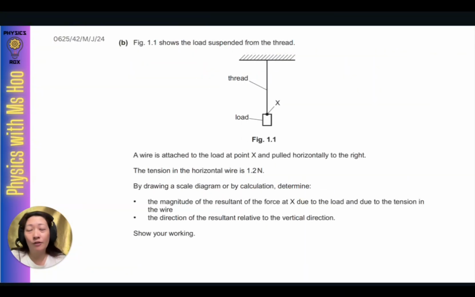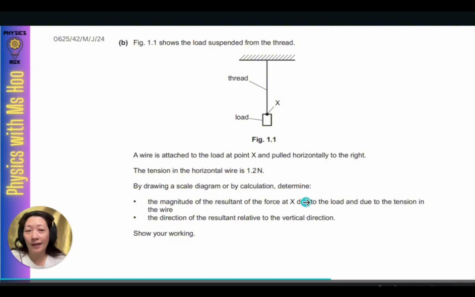One more example just to prove my point. This is taken from the summer 2024 paper variant 2. You need to solve the resultant forces in this situation, where you have a load suspended from a thread, there's tension in the horizontal wire of 1.2 newtons, and there's a force pulling it horizontally to the right. This diagram doesn't show you the full situation. You need to figure out what the new diagram looks like and work out the answer.